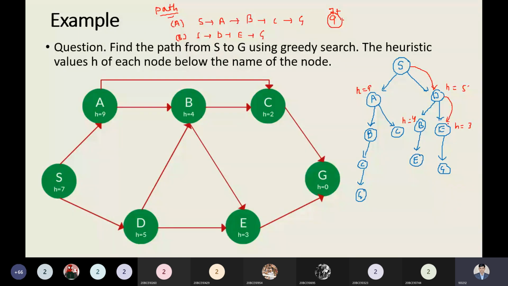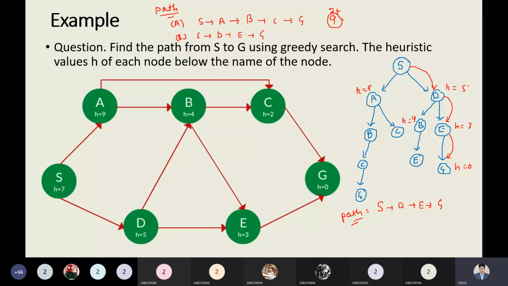E is connected to G directly with the cost 0, undoubtedly 0. So here I will choose this path. My path would be S to D and E and G. This would be my path. Now it is clear why I'm choosing this path. Yes, tell me, it is clear to all right now?